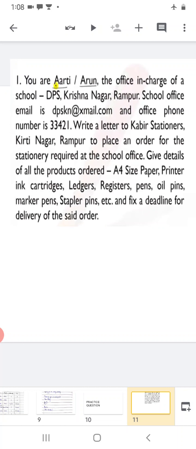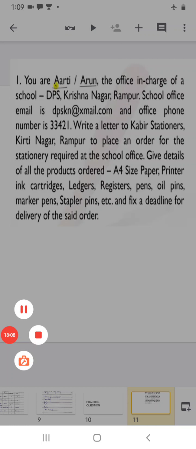Mention the person whom you are addressing here. Don't start writing it to Kabir Stationers directly. Write a letter to Kabir Stationers, Kirtinagar, Rampur, to place an order for the stationery required at the school office. Give details of all the products ordered: A4 size paper, printer ink cartridges, ledgers, registers, pens, oil pins, marker pens, stapler pins, etc. So there are around 6-7 items already there. So you may add 1 or 2 of your own and fix a deadline for delivery of the said order. I expect you to write this letter on the basis of the guidelines given to you in this video. Thank you.